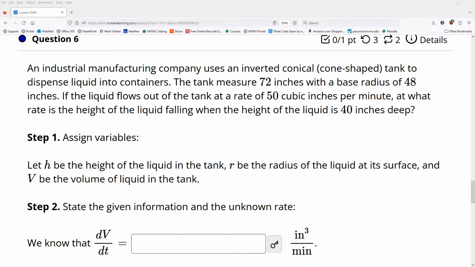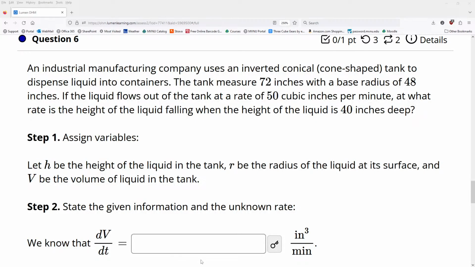So first things first, this one had a whole bunch of questions. The first bit, you had to just plug in numbers and letters that were given to you. It says dV over dt, that's the rate at which the volume is changing with respect to time. Here it is: liquid flows out of the tank at a rate of 50 cubic inches per minute. So that's what's going on, the liquid is flowing out of the tank at 50 cubic inches per minute.